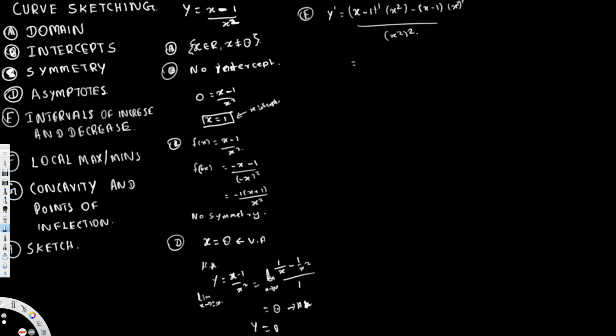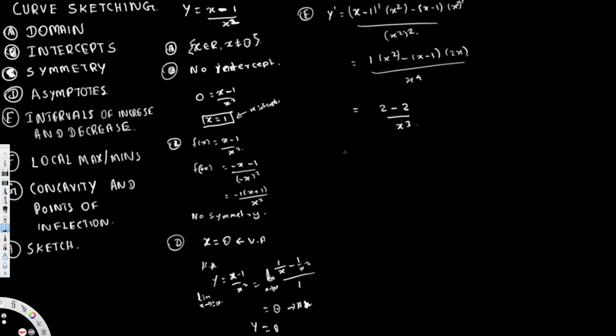In this case, the derivative of x is going to be 1, and the derivative of 1 is 0. So 1 times x square, and on the other side x minus 1 multiplied by 2x. In the bottom we are going to have x power 4. If you simplify this one, you will get 2 minus x over x cube. That's y prime.